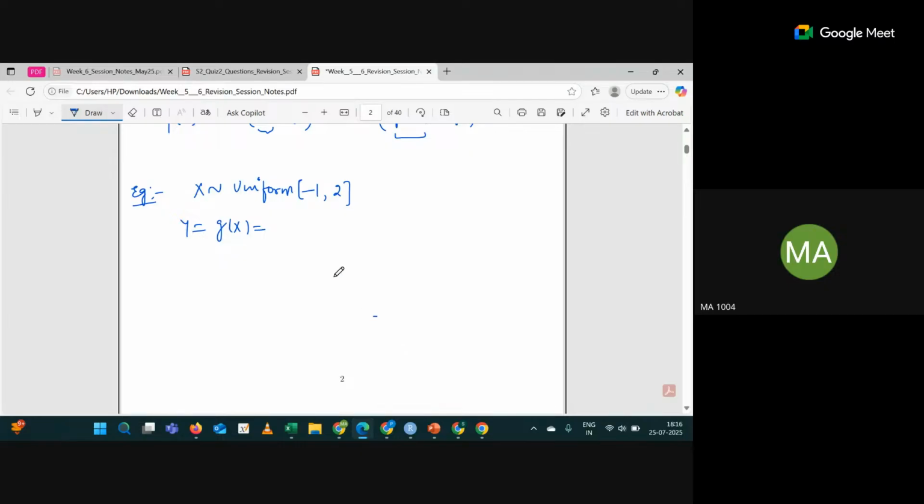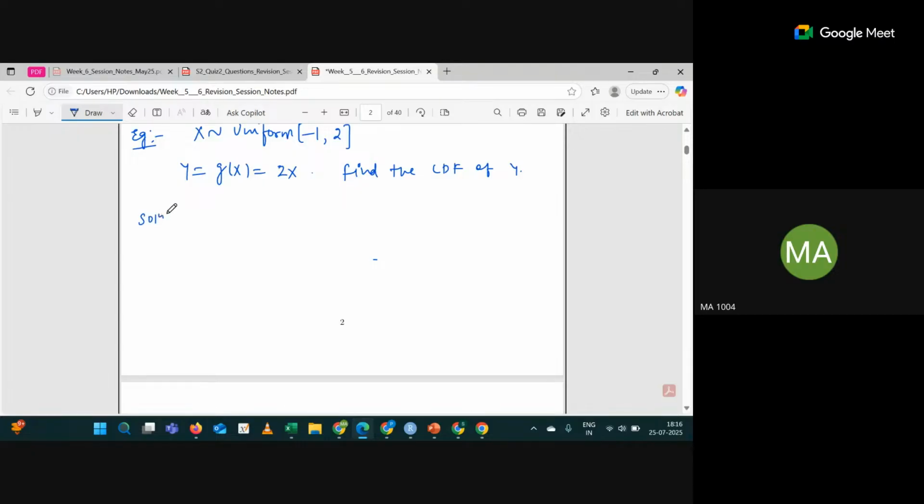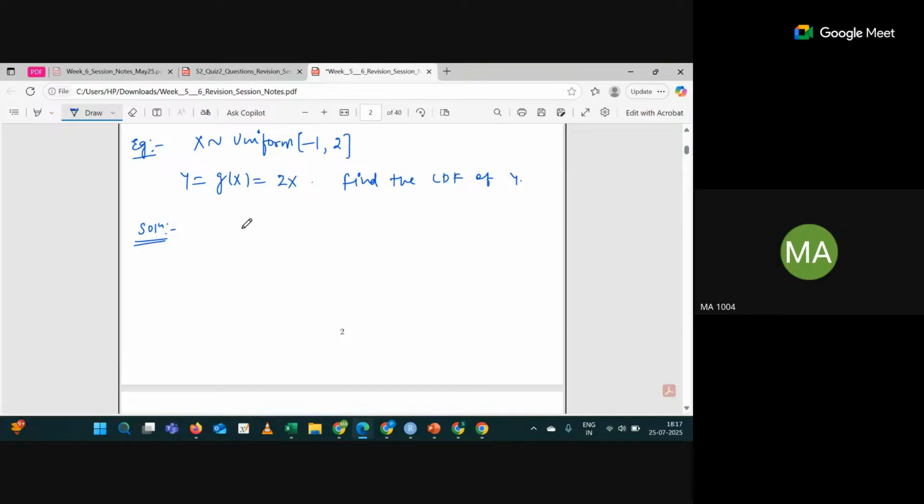Don't worry. So suppose Y equals g(X), I took as 2 times X. So my question is, what is the CDF of Y? So how to start? See, in the question it is simply asked what is the CDF of your Y, right? So you know, if X is from uniform(a, b), then what is the PDF of f(x)? 1 upon b minus a, right? So in this case, what will it be? 1 upon 2 minus minus 1, which is 1 by 3.